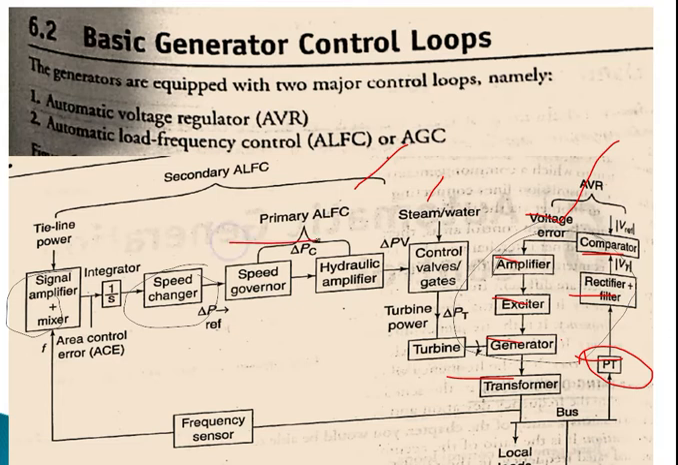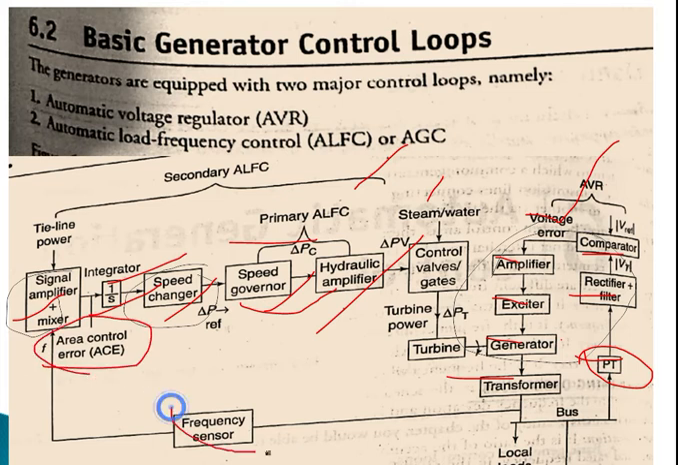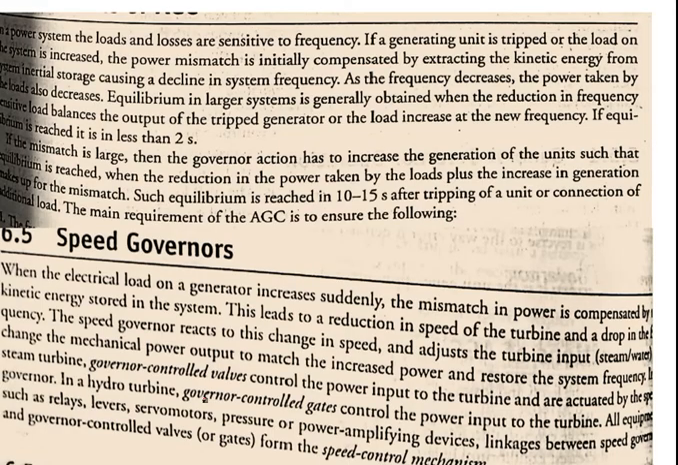Here the primary LFC consists of two blocks: one is the speed governor block and the other is the hydraulic amplifier block. And the secondary LFC consists of signal amplifiers, integrator block, speed changer block, governor block and hydraulic amplifiers. All these five blocks are considered as the secondary ALFC loop. The feedback element connected to the signal amplifiers is the error signal for area control error, that is, frequency sensors.